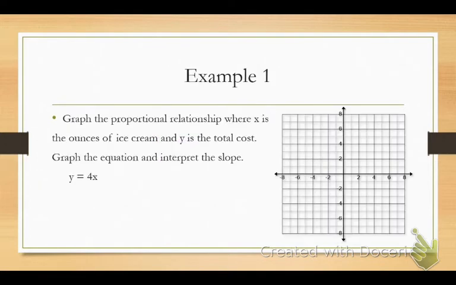So let's look at example 1. In example 1, I want you to circle a couple of things in this scenario. I'm going to graph the proportional relationship. Right here it tells me the relationship is proportional, where X is the ounces of ice cream. I want you to highlight or circle X and what X stands for. What does it stand for? Ounces of ice cream. That's this X right here in the formula. And Y, I want you to circle or highlight Y. Okay, Y is what? The total cost.